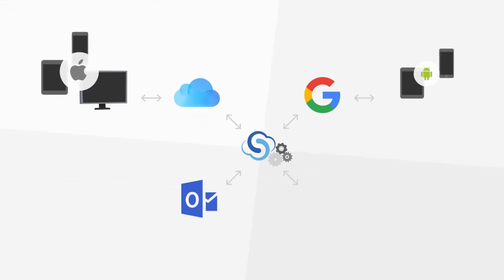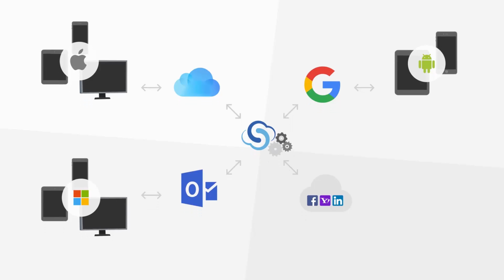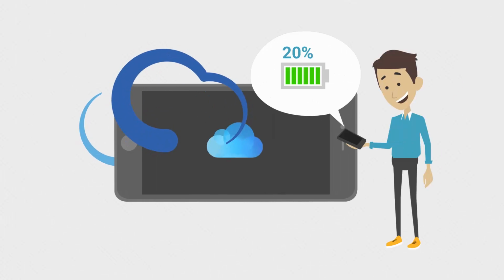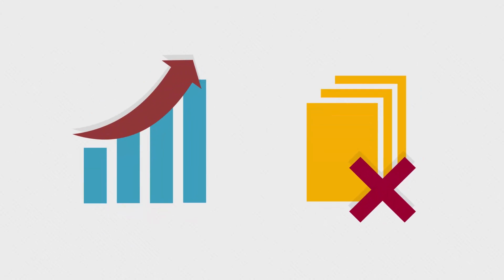iCloud on iPhone, Google on Android, Microsoft accounts, and other cloud-based apps are synchronized and merged to the new device without any duplicates. Save battery life up to 20% by synchronizing only the native services on your devices. Improve productivity and avoid duplication.